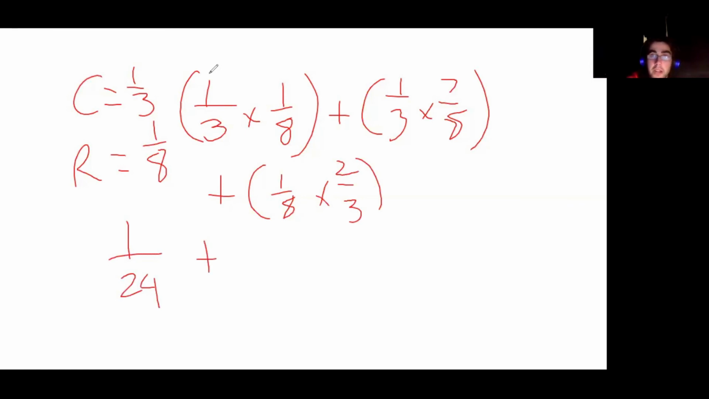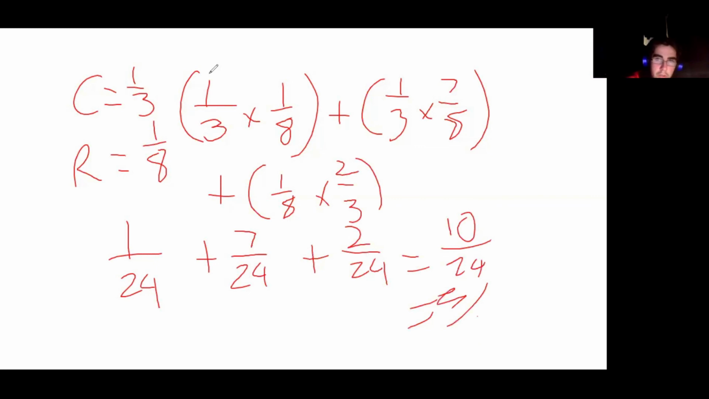Now I can't even read my own handwriting. Then we're going to go 7/24. And then we're going to go 2/24, which equals 10/24, which is 5/12. All right. It's important to recognise the keys that they give you. Methods is a subject where there's many different solutions for one answer, and if they tell you that something is independent and they tell you something is conditional, then use those to your advantage to find the quickest way to answer your questions. Hope that helps.